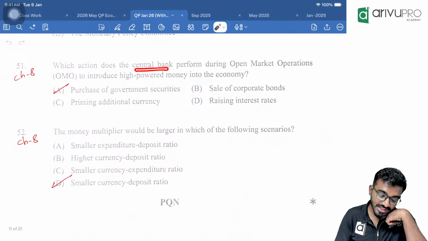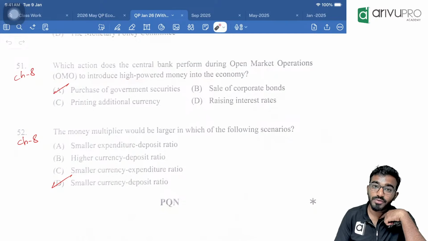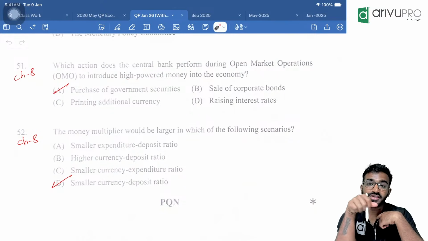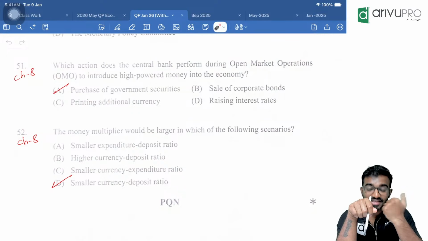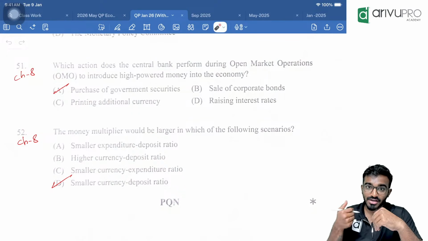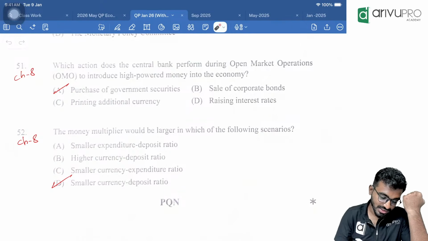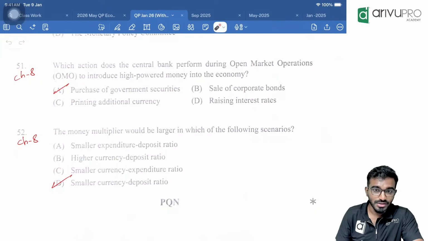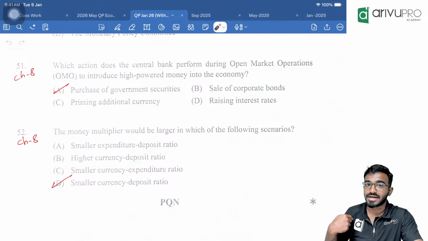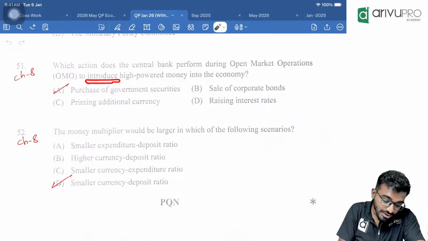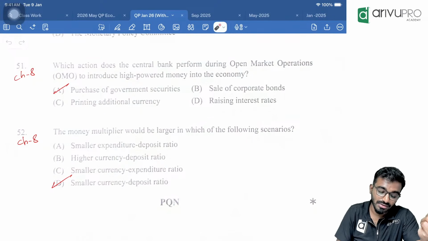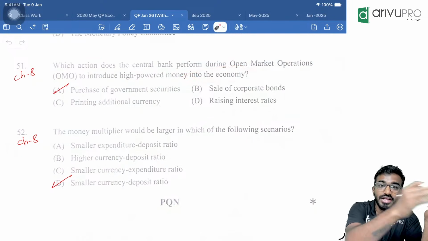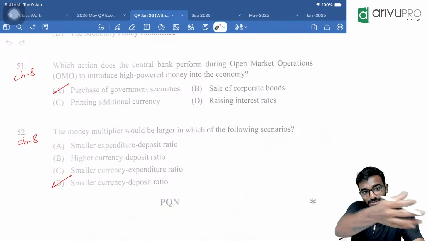Which action does the central bank perform during open market operations to introduce high liquidity? Introducing high liquidity means we are flowing money into the system. That means we are purchasing securities. When RBI purchases securities, money goes into the system. So it is purchasing of government securities. When you sell securities, people will buy, so money will come from people into the bank. But here we are introducing money into the economy, putting money into the system. That means RBI will purchase back.